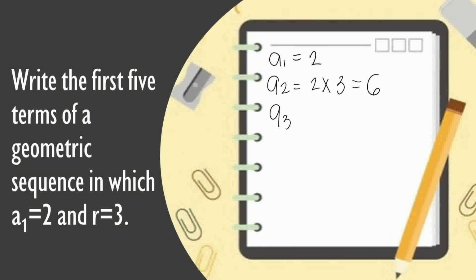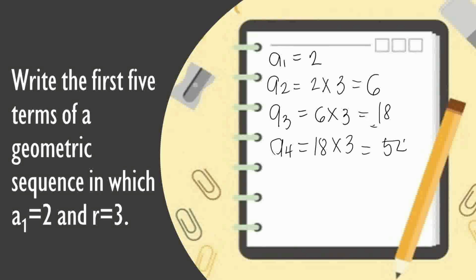And then a sub 3, multiply lang natin yung previous number, which is 6, by 3 ulit, which is equal to 18. And then a sub 4, so 18 times 3 is equal to 54. And then yung ating a sub 5, yung fifth term natin, so 54 times 3 is equal to 162. So ito yung ating first 5 terms ng geometric sequence with a sub 1 equal to 2 and with 3 as common ratio.